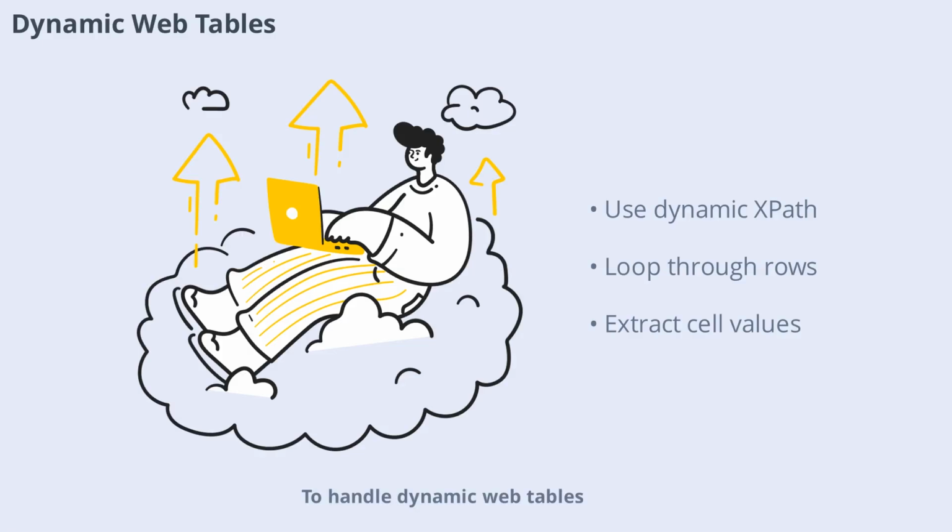Handle dynamic web tables. Locate table rows and columns using relative or dynamic XPaths. Loop through the rows and extract cell values as needed. This approach is essential for automating data-driven scenarios, such as verifying table contents or processing large datasets.